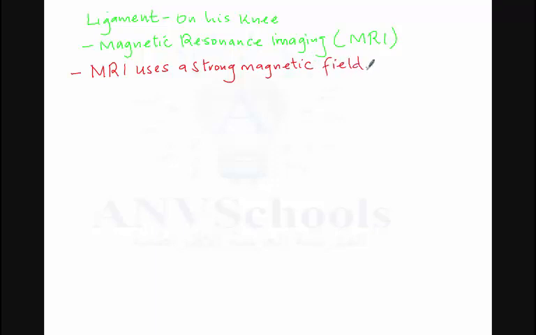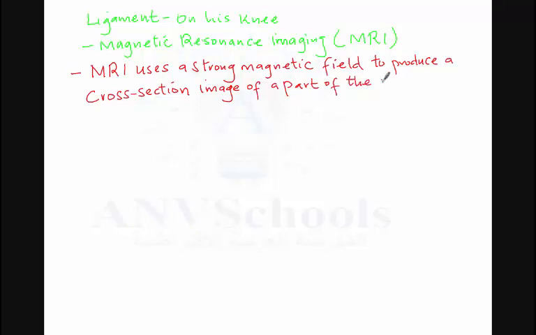It uses a strong magnetic field to produce a cross section image of a part of the body. A series of MRI images can be put together to give a complete view.